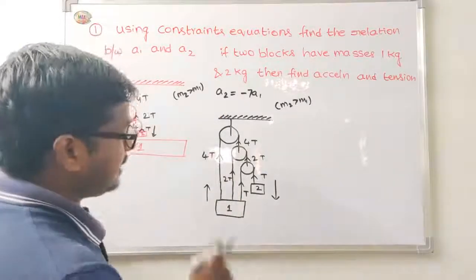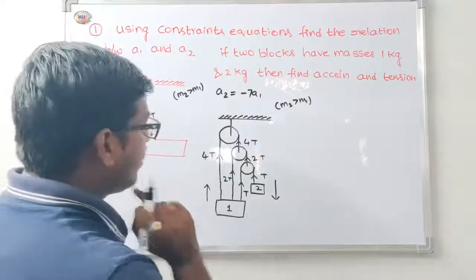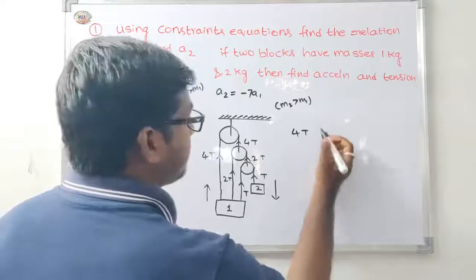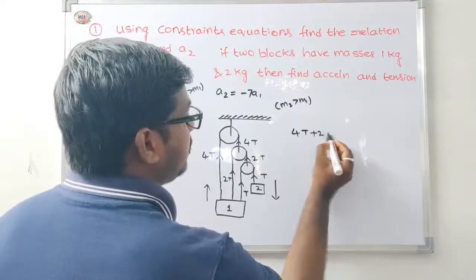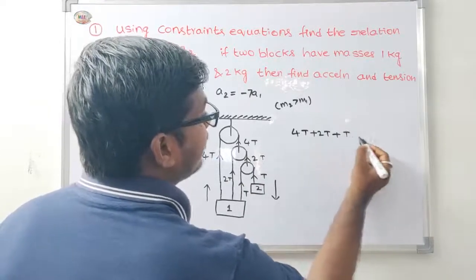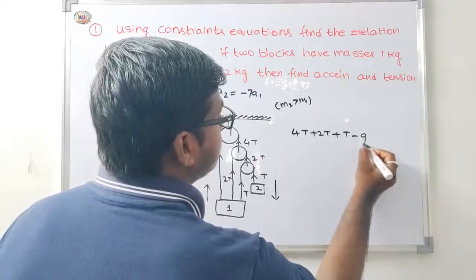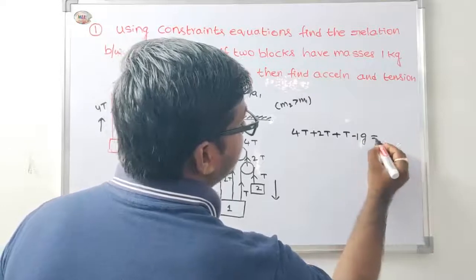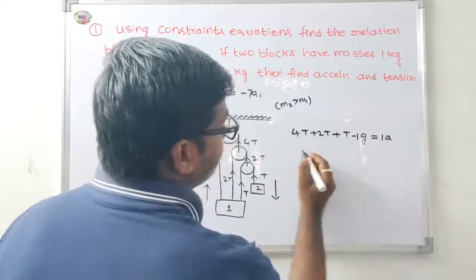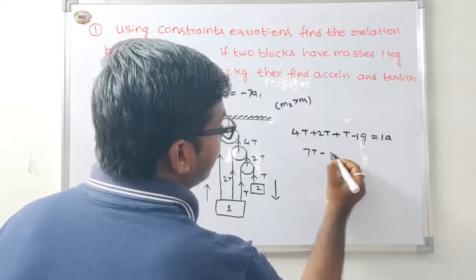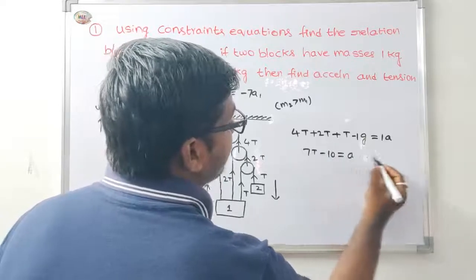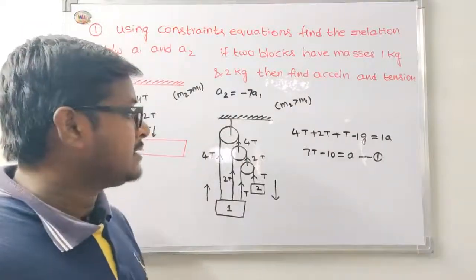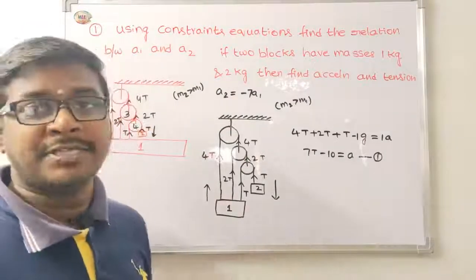Taking the 1 kg block first: 4T plus 2T plus T minus mg, that is 1 into g, is equal to 1 into a. So 7T minus 10 is equal to a. This is equation number 1.